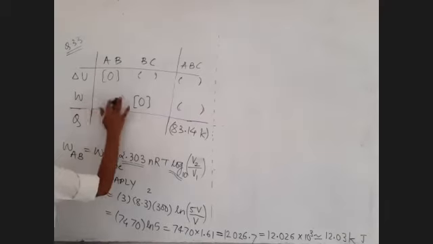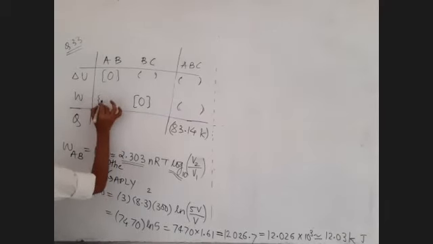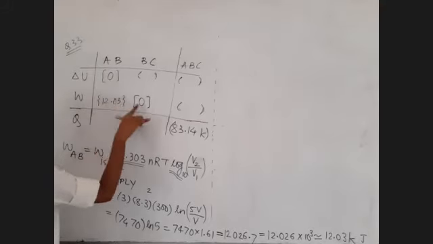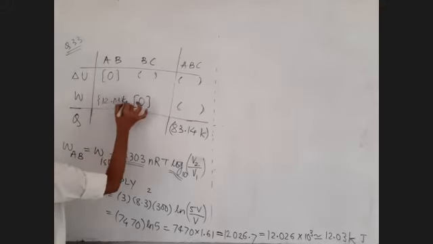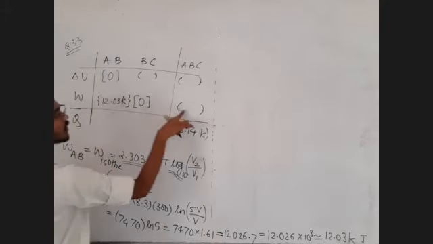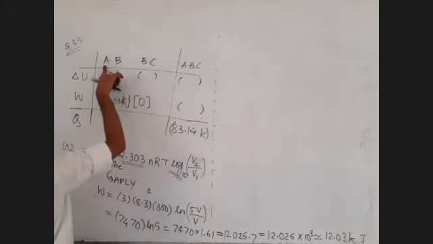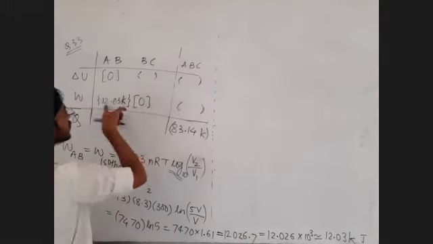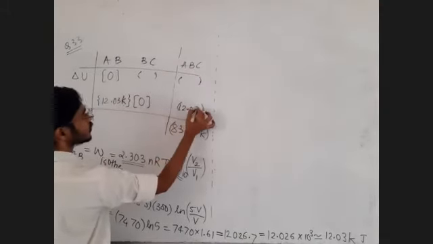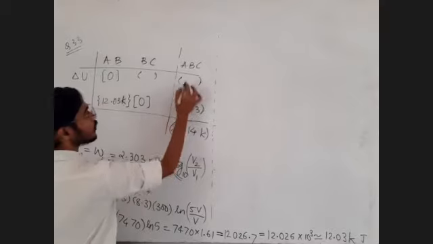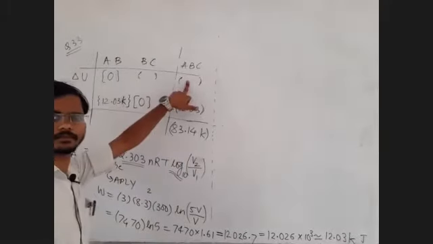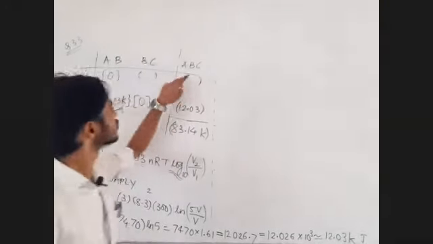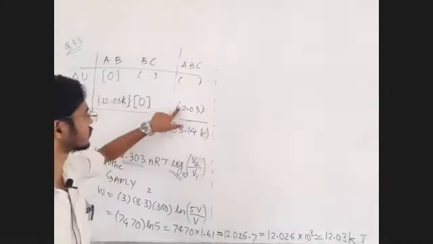This is what we calculated. So in the curly bracket, 12.03, plus kilo. Sir, this plus this equal to this. Work done in AB plus work done in BC is equal to work done in total process ABC. So this is 12.03. Okay guys, tell me what is this? Fast, we have only 10 minutes. This plus this should be equal to this.